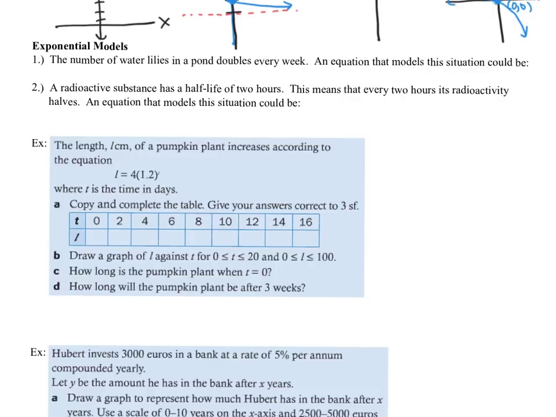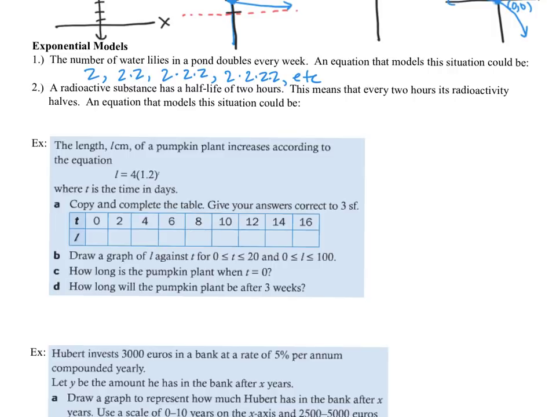Well, if you think about it, let's say we started with 2 water lilies, okay? Then the next week we would double that, so we'd have 2 times 2. And then the next week we'd double that, so we'd have 2 times 2 times 2. And then the next week after that, we'd double that, so we'd have 2 times 2 times 2 times 2. Okay, and so we can see how this goes on and on.